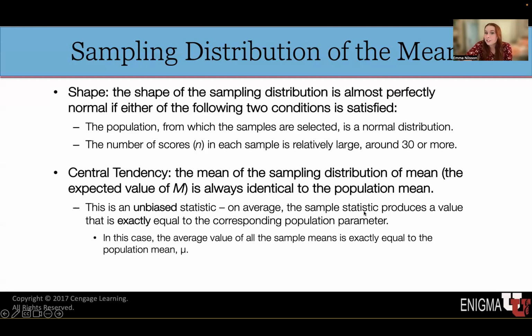So on average, the sample statistic that we're getting, the mean of this sample, is going to produce a value that is exactly equal to the corresponding population parameter, the mean of the population, which is very, very cool. In other words, the average value of all the sample means is exactly equal to the population mean from which it came.